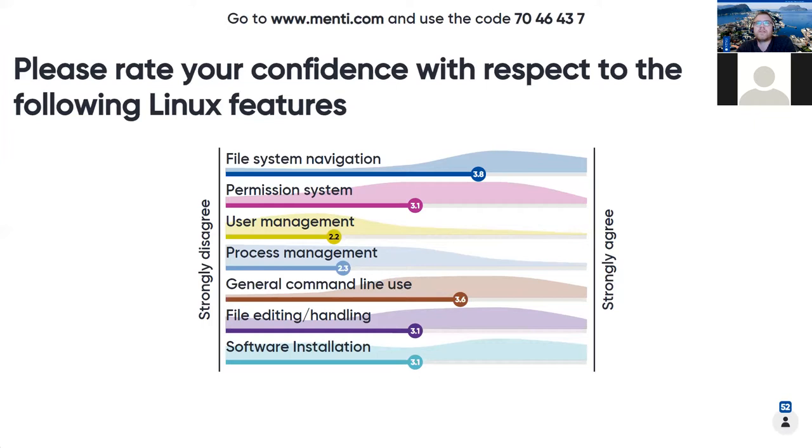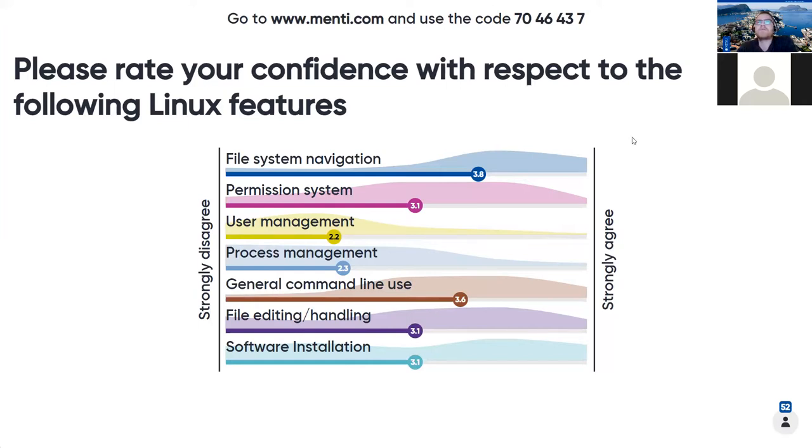Software installation is mixed. Probably depends a bit on your experiences with respect to operating systems, but I assume you largely use Ubuntu, which we do here as well. So feel free to disagree if not. Cool. Okay, I think it stabilizes there.